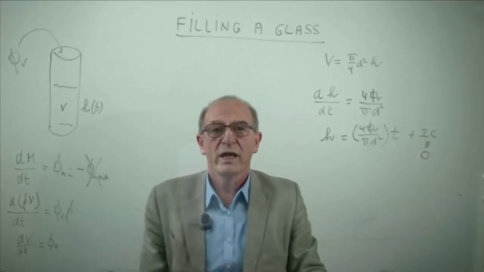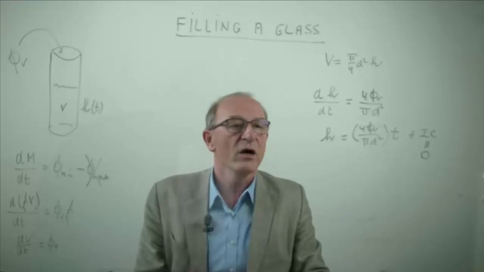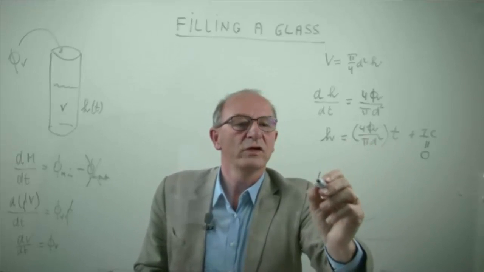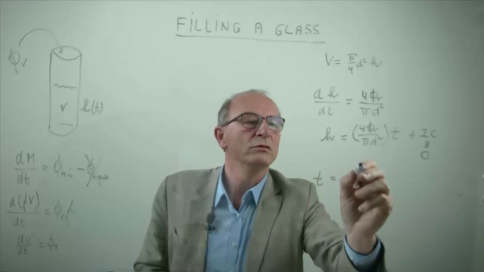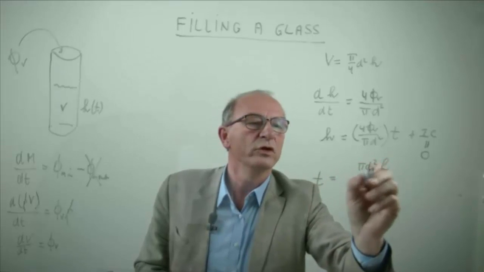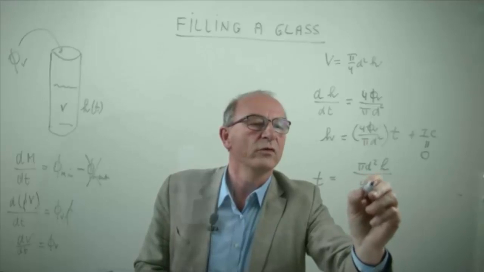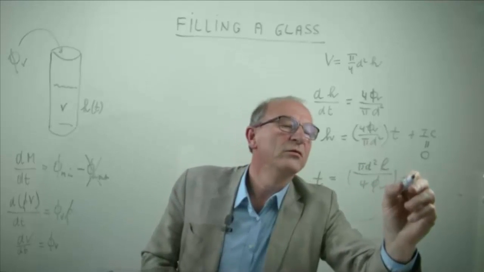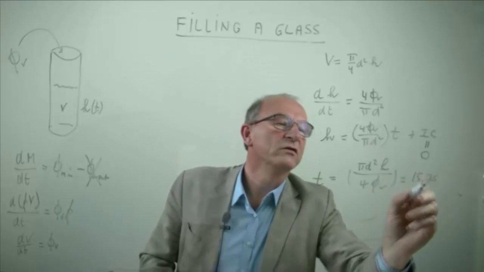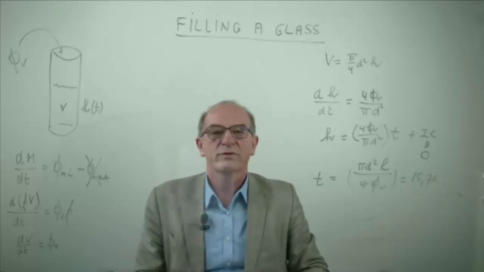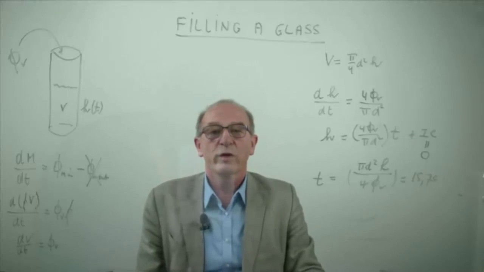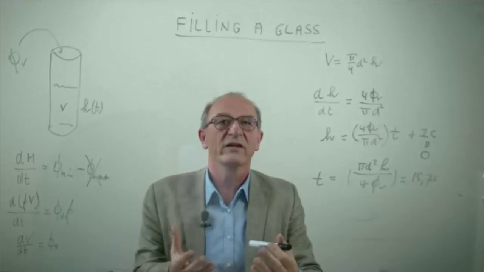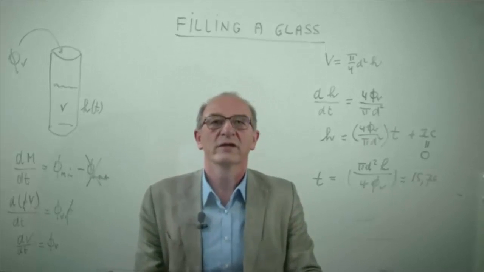Well, if you fill in now the numbers in the example, you can derive the time, because you have to rewrite this, and you could say the time is equal to pi d squared multiplied by h divided by 4 φ. And that's about 15.7 seconds. And so this is perhaps a long and difficult way to calculate how long it takes to fill a glass, but it gives you an insight into how you use a balance. Thank you for your attention.